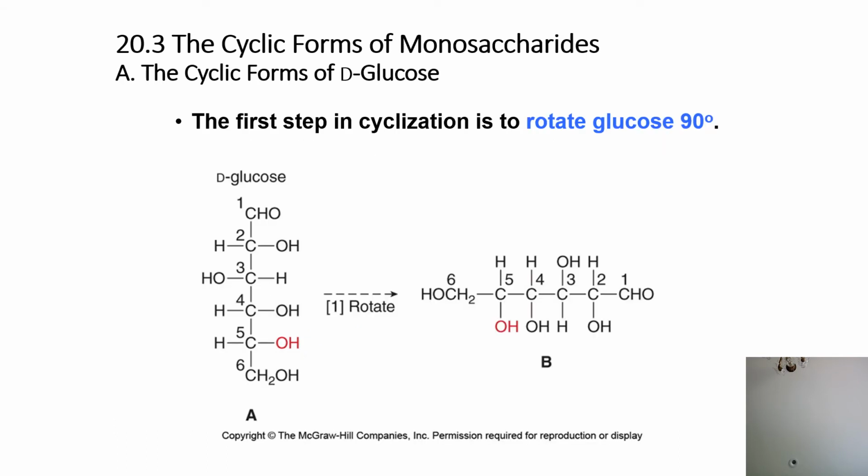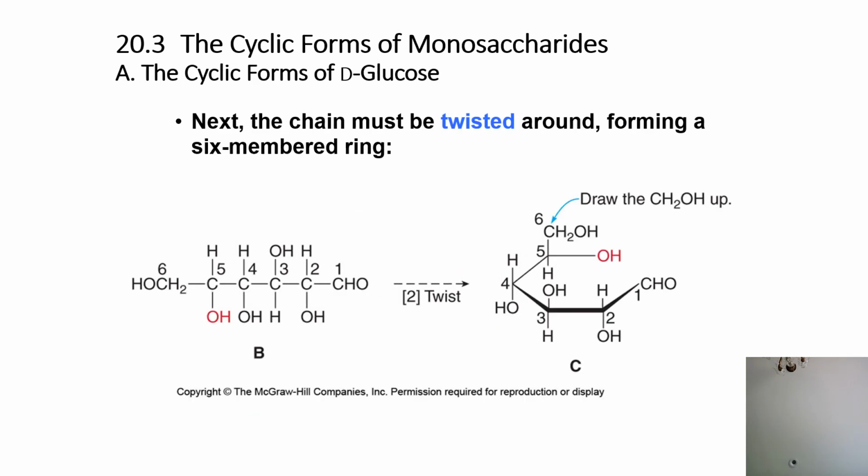And it's common to teach someone how to cyclize these molecules by laying them on their side. So all we're doing is tipping that molecule over onto its side. So now the hydroxyl group on C5 is on the bottom, and this corresponds to this hydroxyl group. So we just lay it down.